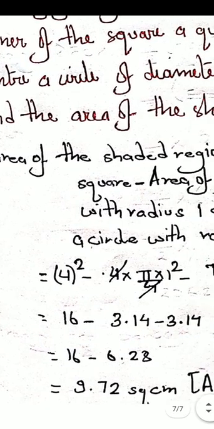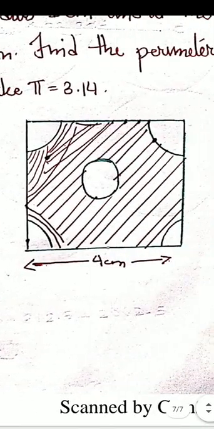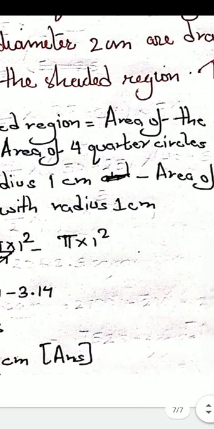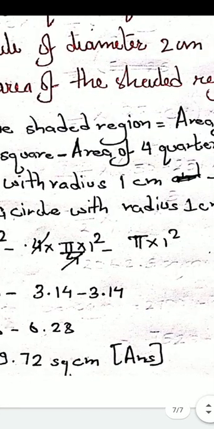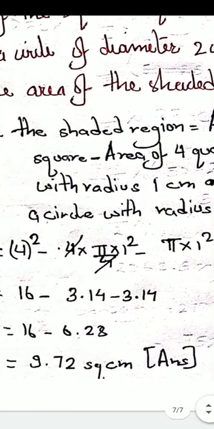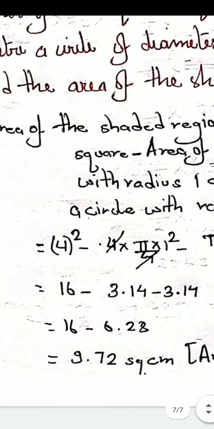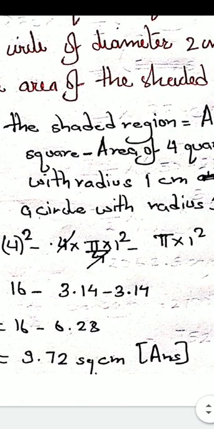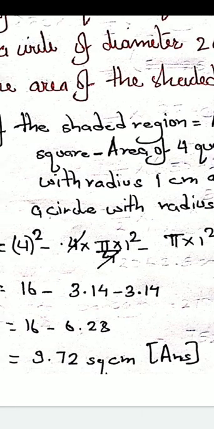So the area of the shaded region equals the area of the square minus the area of 4 quarter circles with radius 1 centimeter minus the area of a circle with radius 1 centimeter. So 4 square minus 4 into pi r square by 4, because we are calculating a quarter of a circle, quarter means quadrant, minus pi into 1 square. So 16 minus 3.14 minus 3.14 happens to be 16 minus 6.28, that is 9.72 square centimeter.